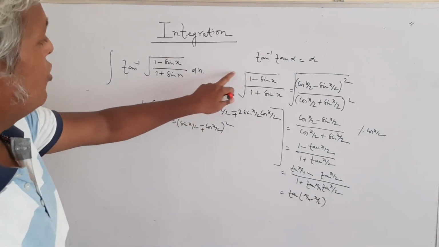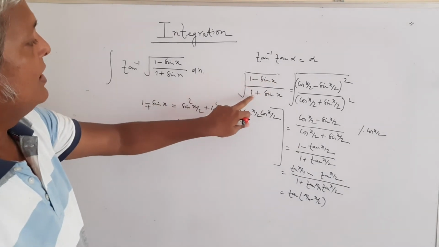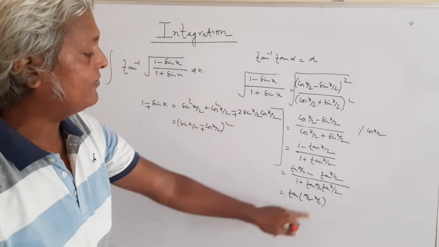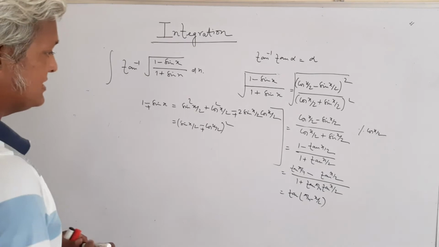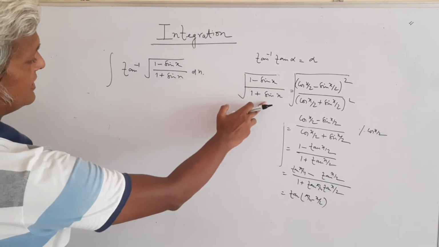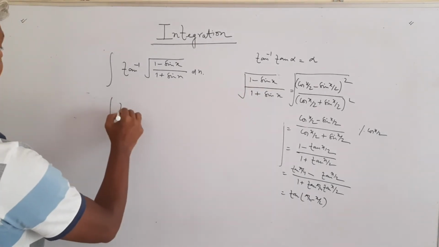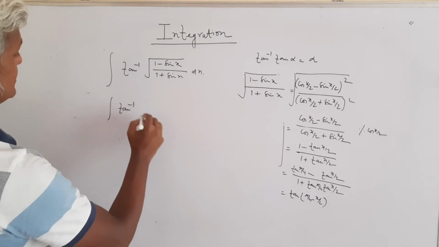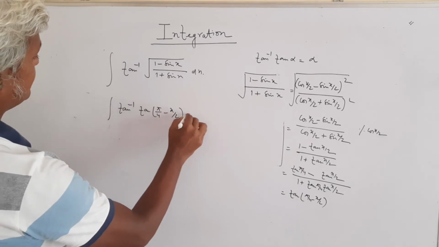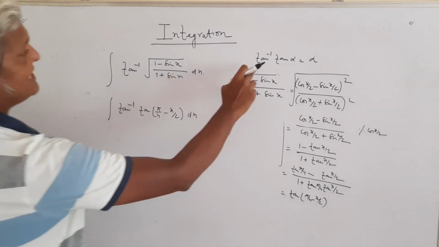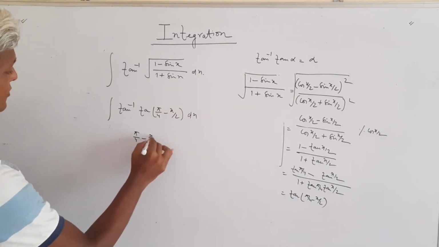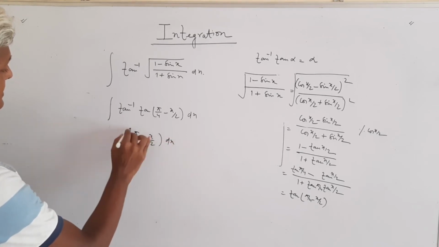It means this whole thing, under root (1 minus sin x upon 1 plus sin x), can be written as tan of (pi by 4 minus x by 2). So first let me clear this part of the screen. Under root this one can be written as tan this much. So I write here this one directly: tan inverse tan of (pi by 4 minus x by 2) dx. Tan inverse tan alpha is alpha. So this is just pi by 4 minus x by 2 dx, and integration.